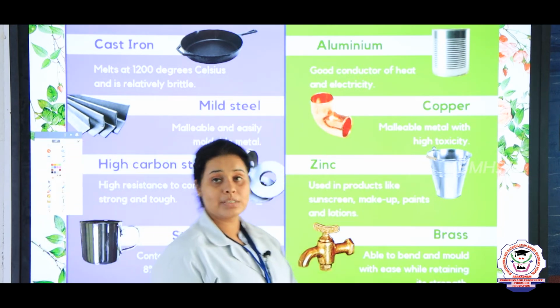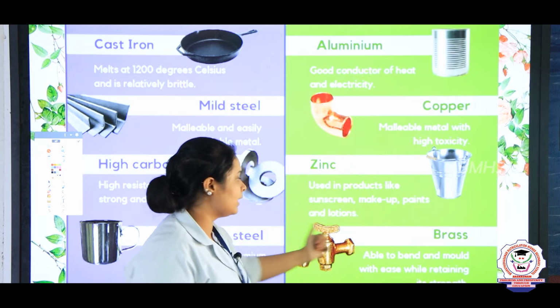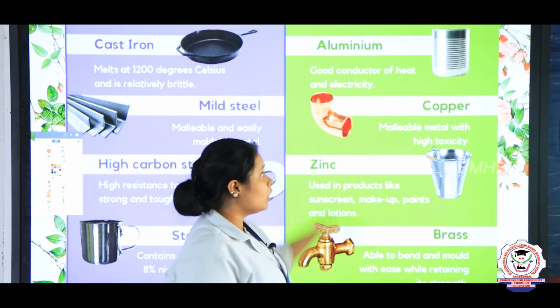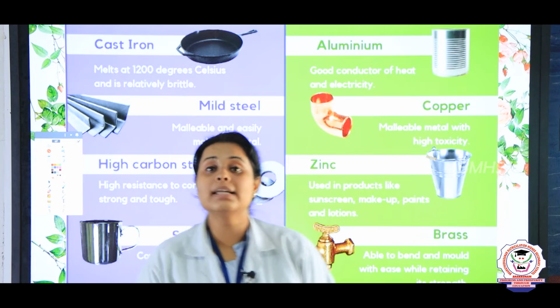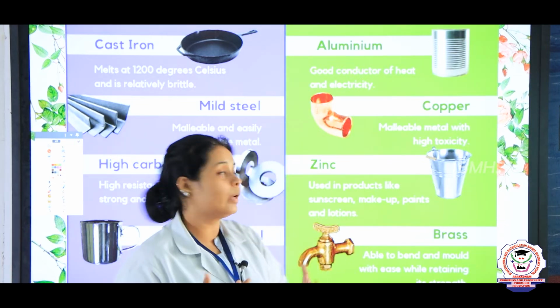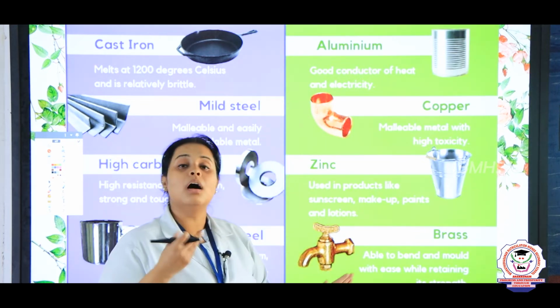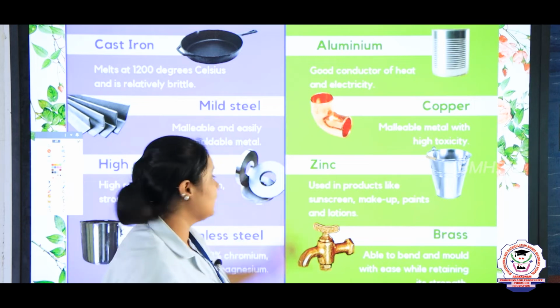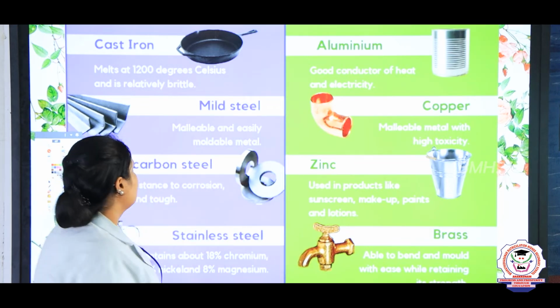Same way this side when you are seeing, it's aluminium, copper, zinc and brass. So all these elements do not need iron as their main component. Okay? So these are known as non-ferrous alloys, and these are ferrous alloys.